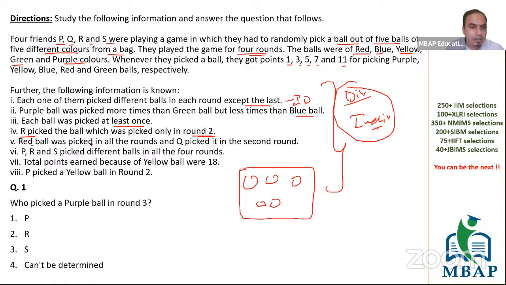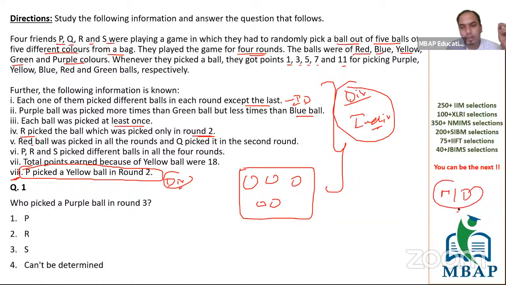So the more I'm reading, out of these 8 pointers I've already reached down to 4 pointers, and I have not got any specific point. If you ask me, P picked up a yellow ball in round two. Now, this is direct data. So this set is on either the moderate or the difficult side. On the difficult side. Why? Because you have only one clear piece of data coming up here. So in the initial time, I'm not going to invest my first 12 minutes into this. That's why I have made up my mind in 40, 50 seconds.